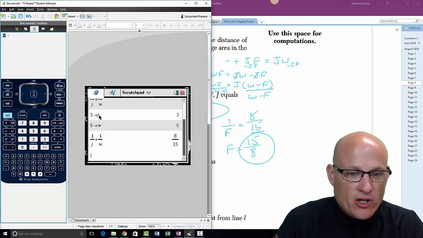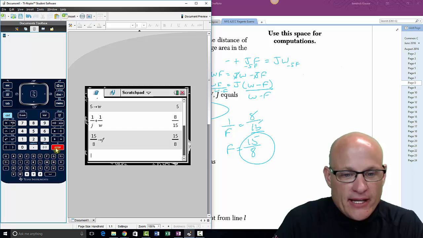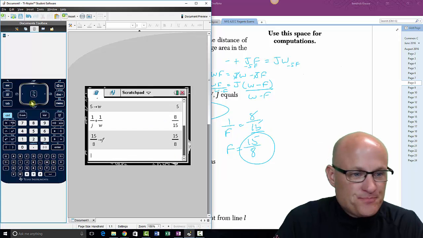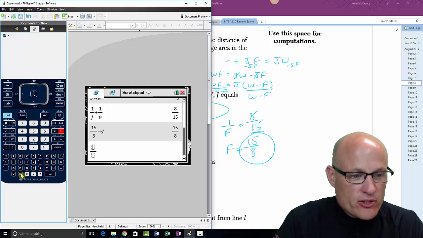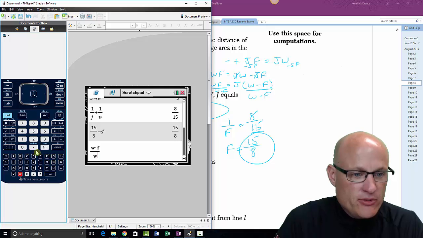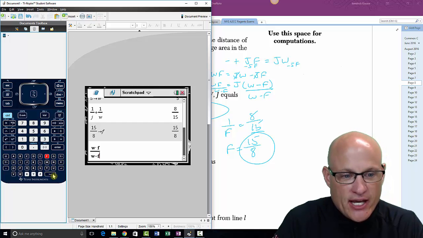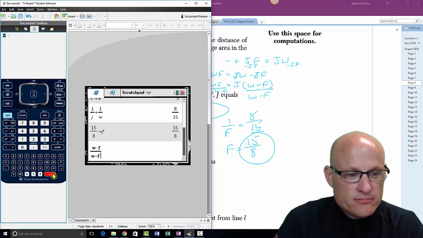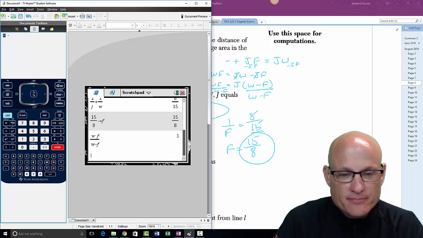So now I'm going to put 15 over 8 in for F. I'm going to use my same W, and see if this was right. In order to use this calculator, you have to hit times F. It doesn't work just putting WF. It doesn't understand that. W times F over W minus F. Now, if this is right, I should get J. And we said J was 3. Enter. 3. And J was 3.